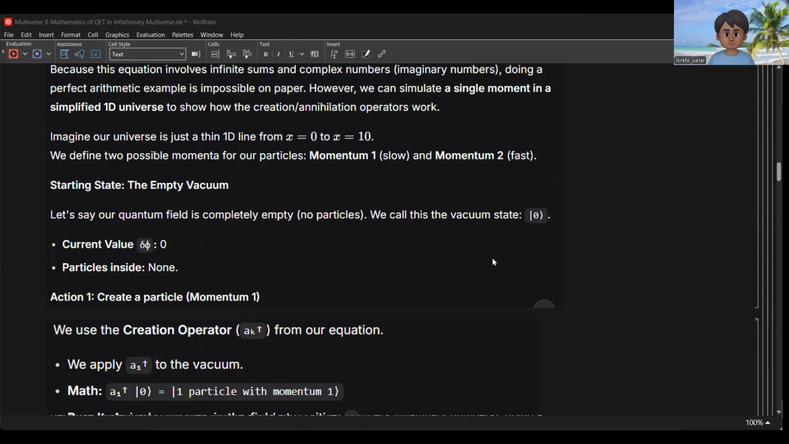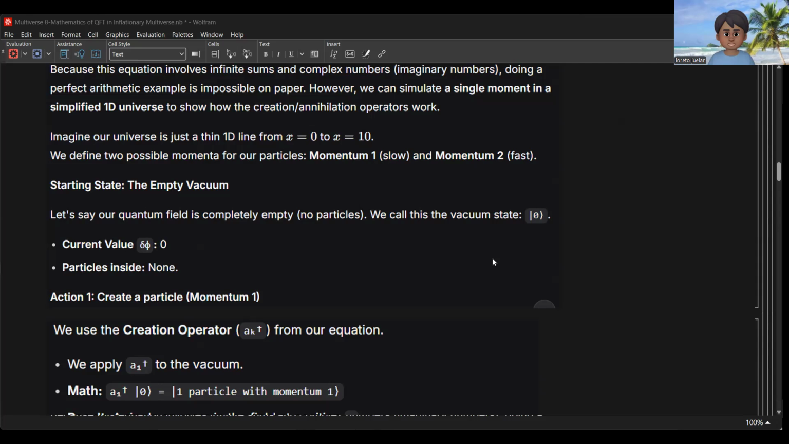So the big picture here. This numerical example is not trying to solve the full quantum field equation. Instead, it demonstrates how creation and annihilation operators change the state of a quantum field. Start with vacuum |0⟩, so the field exists but contains no particles. Apply a creation operator a dagger, and one particle, a quantum of the field, appears in a chosen momentum mode. Apply an annihilation operator a, and that particle is removed and the field returns to the vacuum.